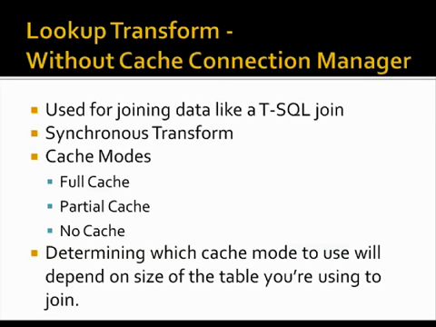The other one that we have there in the middle is the partial cache mode. This kind of gives you a middle ground, where as soon as the cache grows too big, the least used cache data is thrown away. So it kind of gives you a little bit of a middle ground there. And again, determining which cache mode you use is completely dependent on the size of the table and what you're trying to do.